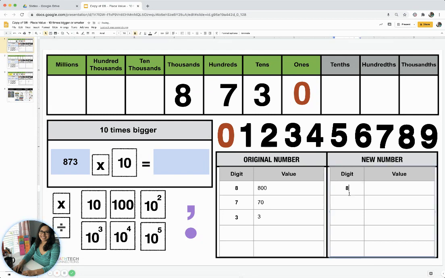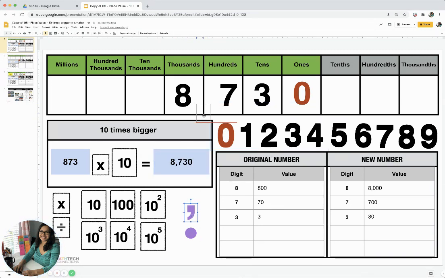So now the new number, the value of the 8 is now in the thousands, so it's 8,000. The 7 is 700, and the 3 is 30. So 8,730, and we can place the comma in the right spot.